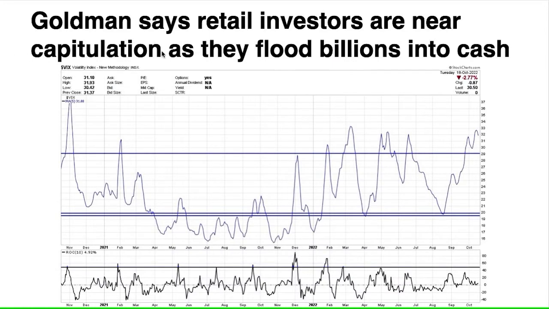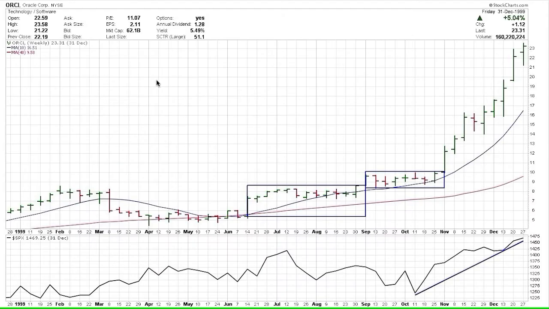Goldman says retail investors are near capitulation as they flood billions into cash. Well, here is the volatility index. We're going to talk a little bit about volatility. I think when volatility goes up, markets go down. So you can see here we're up in the 30 area. A reading up here would really look like a capitulation, but we are seeing a lot of volatility, which is not good.